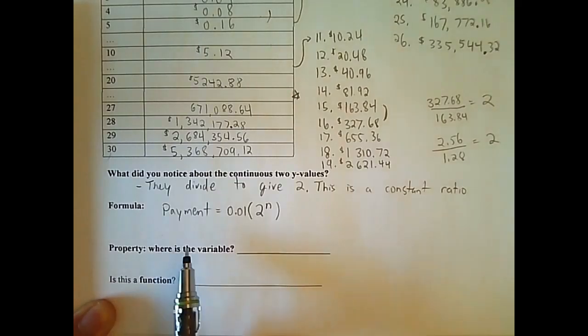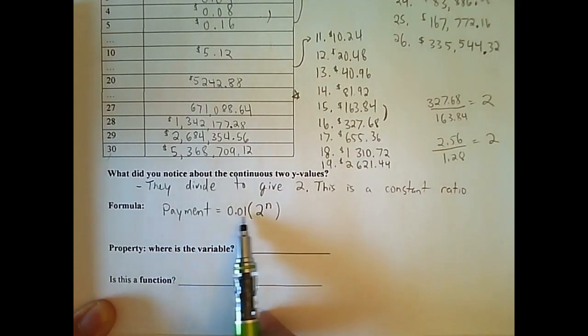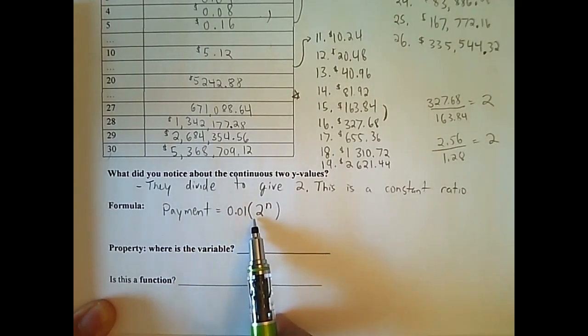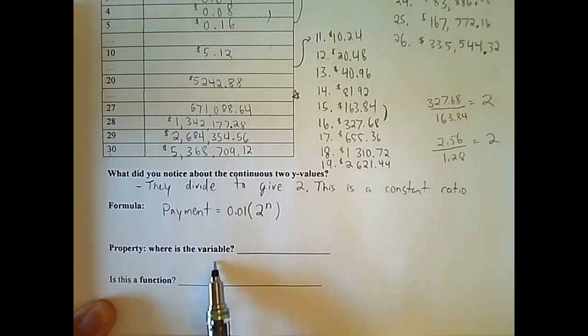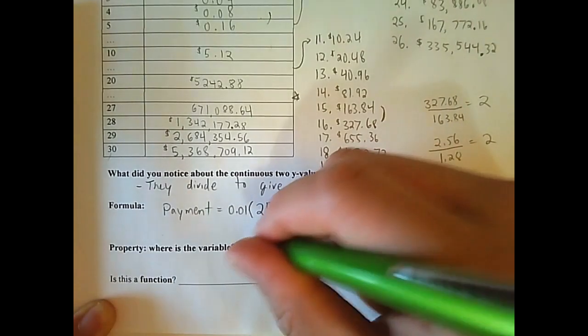Sorry, back to our equation. Payment is equal to 0.01 times 2 to the power of n. Where's the variable? Well, it's on the exponent.